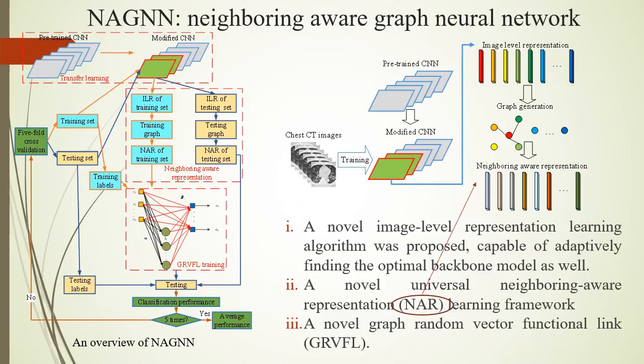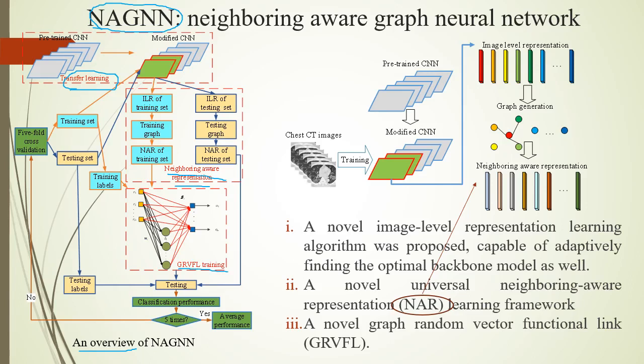So in this slide we will introduce the NAGNN. The full name is Neighboring Aware Graph Neural Network. On the left side, we show an overview of our model. Roughly speaking, we first use transfer learning, and then the extracted features are sent to a neighboring aware representation block. And finally, we have a GRVFL training to output the result.